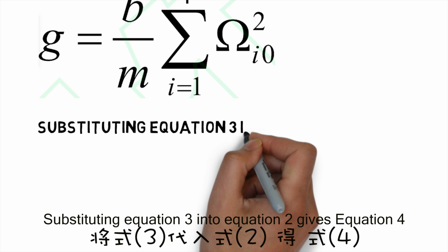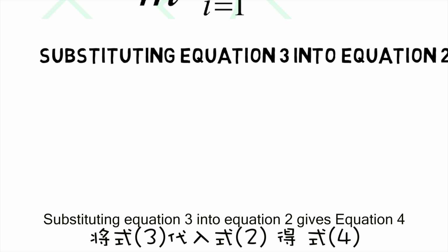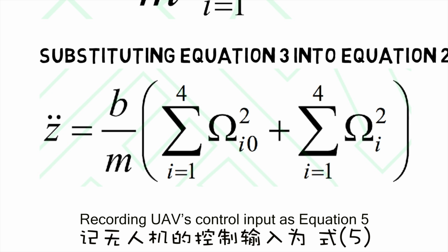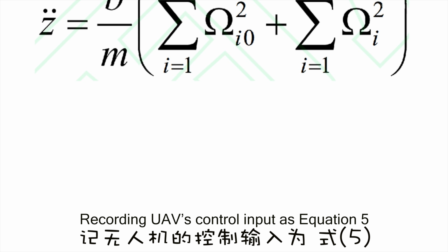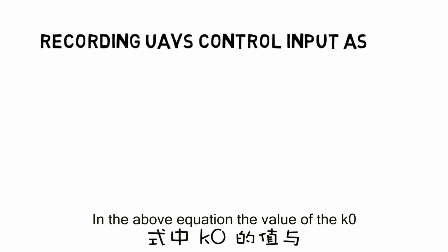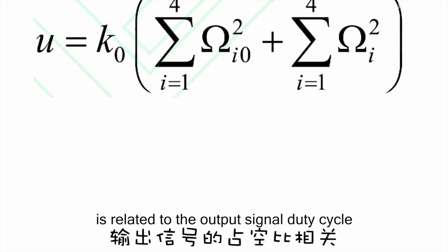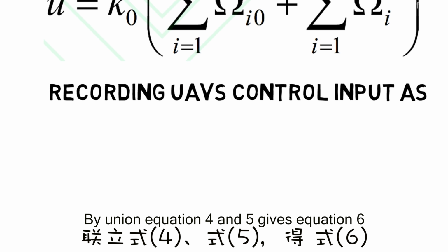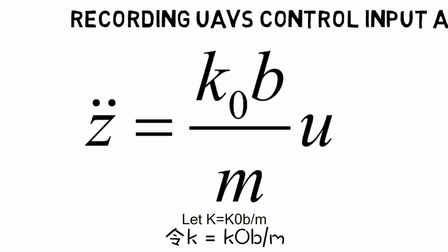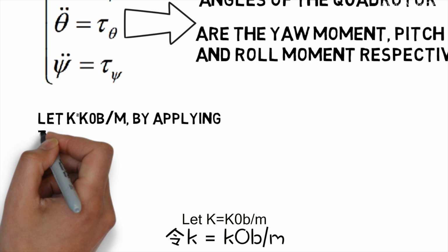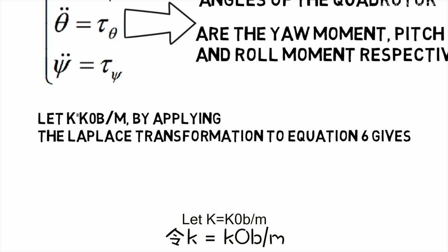Substituting equation 3 into equation 2 gives equation 4. Recording the UAV's control input as equation 5. In the above equation, the value of K0 is related to the output signal duty cycle. By uniting equations 4 and 5, we get equation 6. Let K equal K0 times B divided by M.